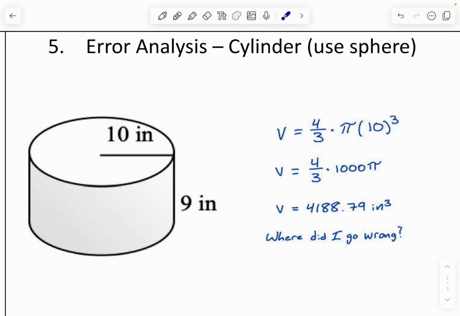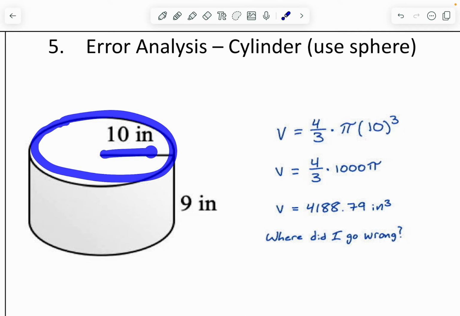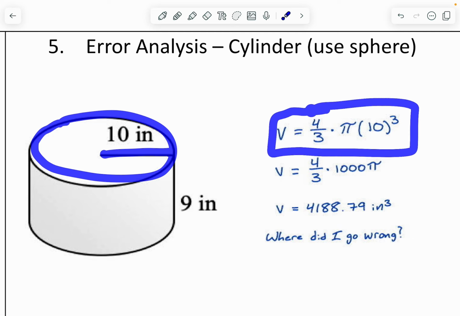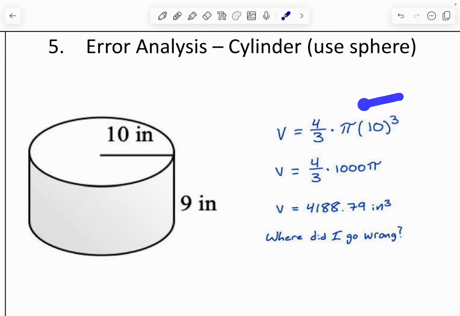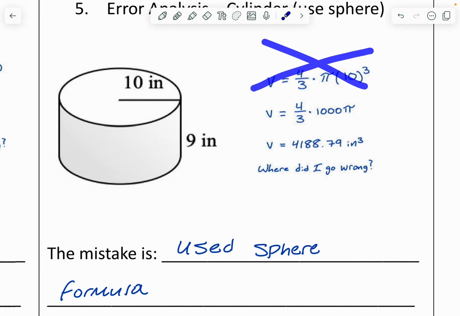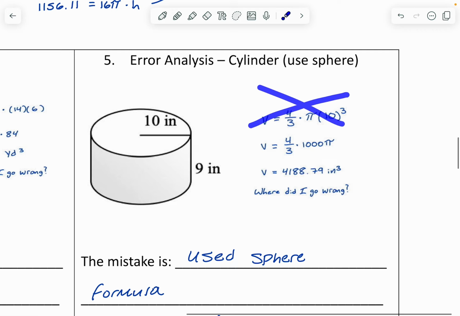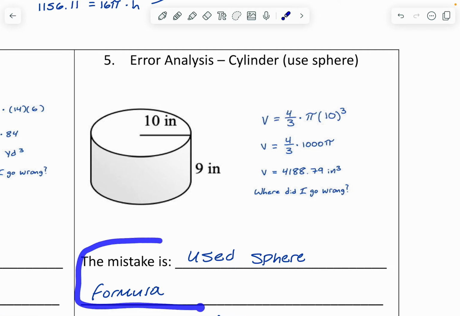Error analysis. Cylinder. Four over 3 times pi times 10 cubed. Whoa. That is not the formula for a cylinder. That is the formula for a sphere. The issue with this problem is that we used the sphere formula. We did not use the cylinder formula.